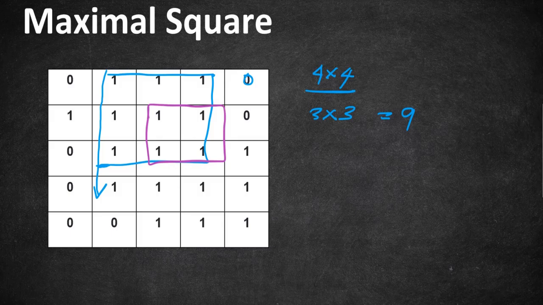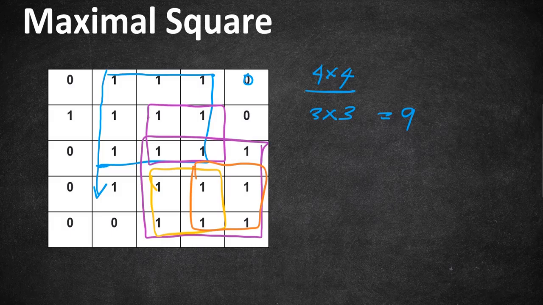If you see towards the end, you can again form only a 3 cross 3 here as well. And again, there are smaller squares inside these squares, but we still don't have to really worry about them as we have found the larger ones. So finally, the maximum we could find here is of value 9. So that is going to be our output.